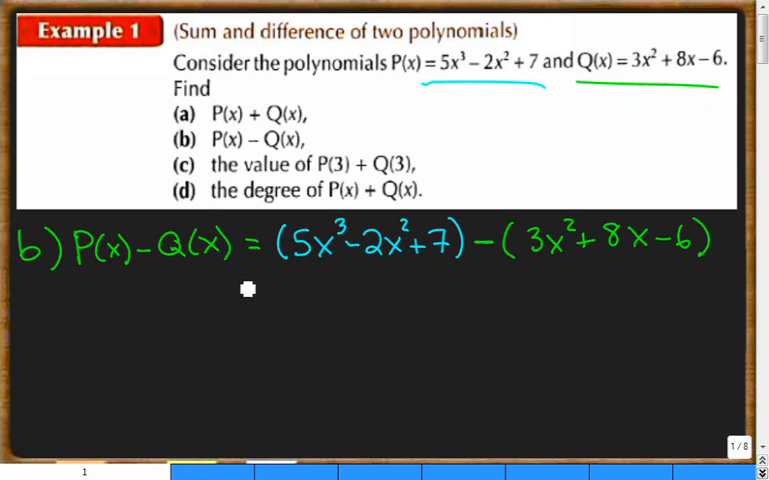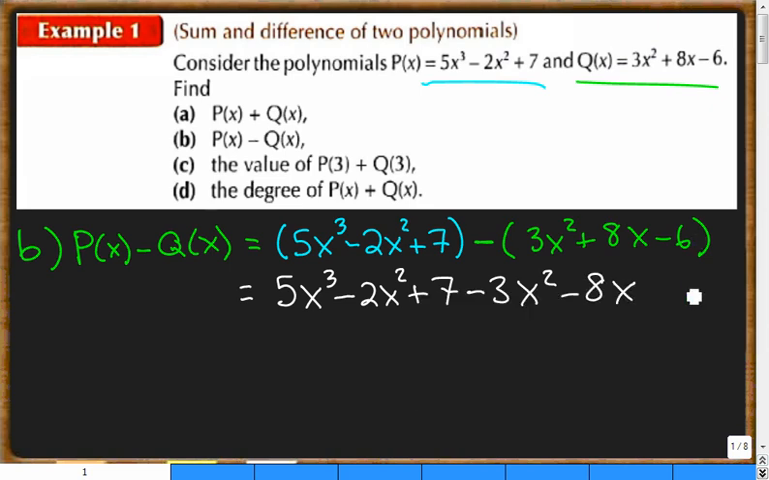So our first term remains the same. And now this negative is going to multiply by each term on the inside of the second set of brackets. So the negative times 3x squared makes negative 3x squared. Our negative times 8x makes negative 8x. And then the negative times the negative 6 makes a positive 6.